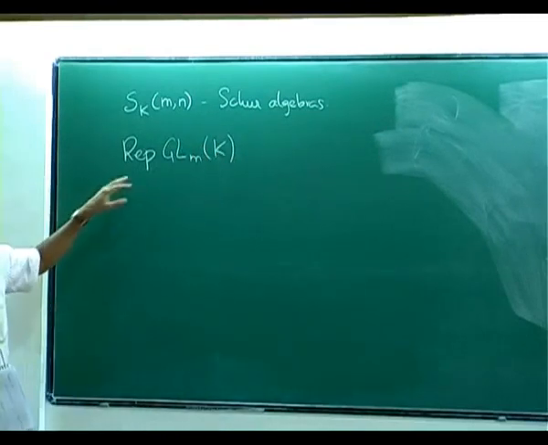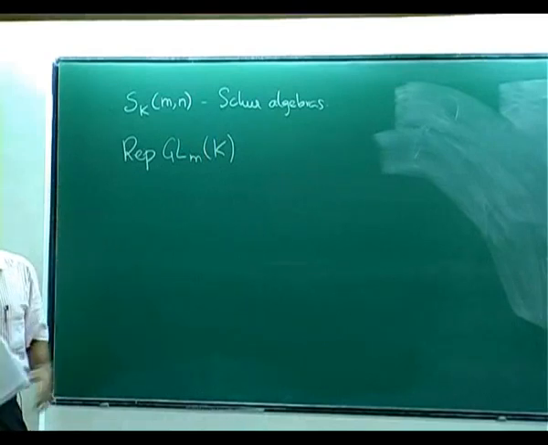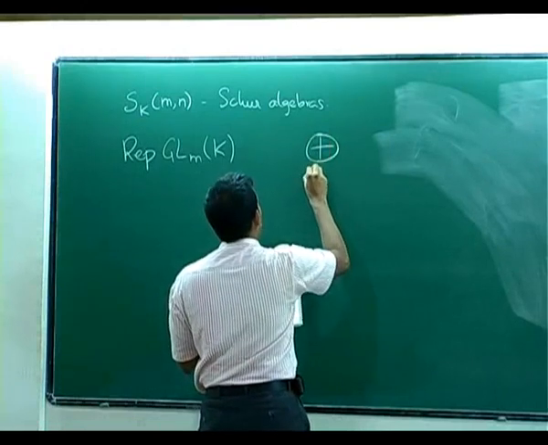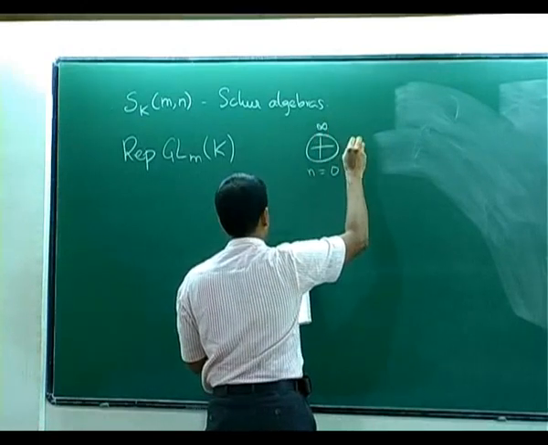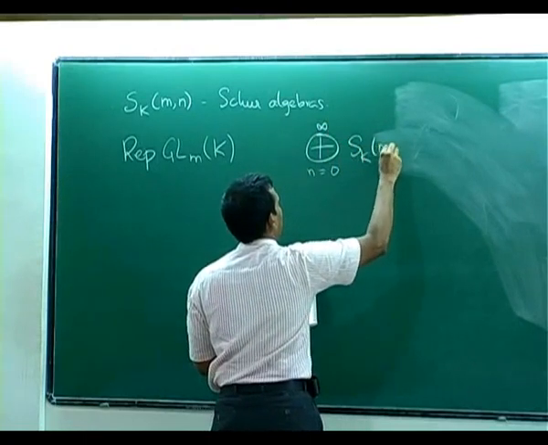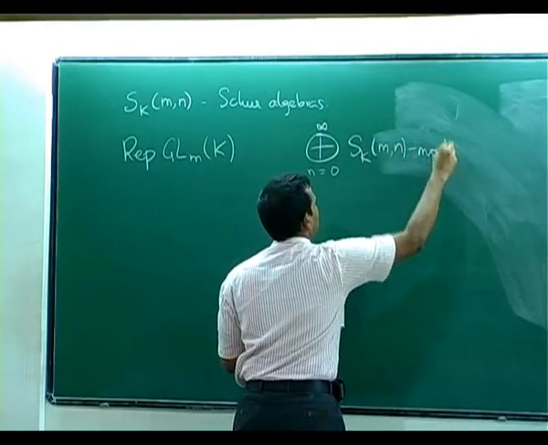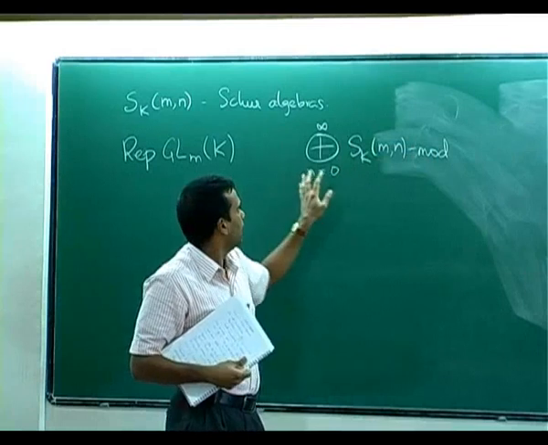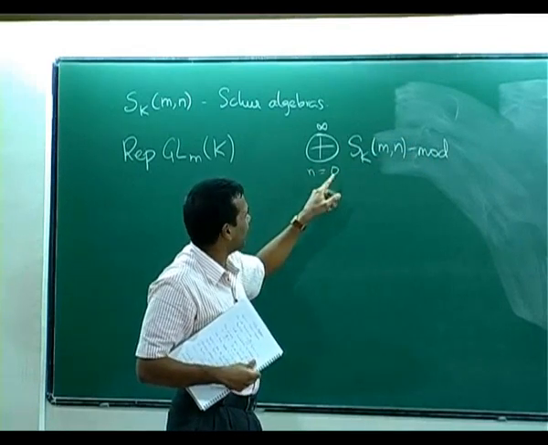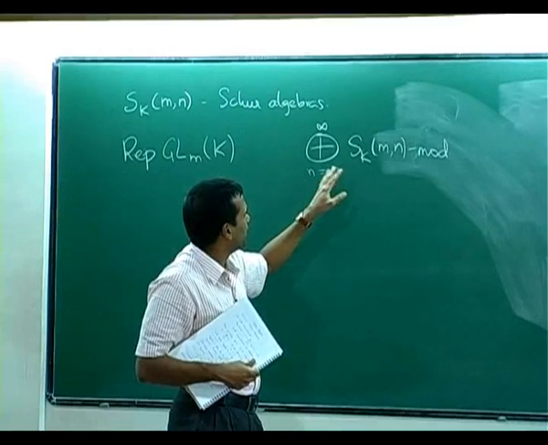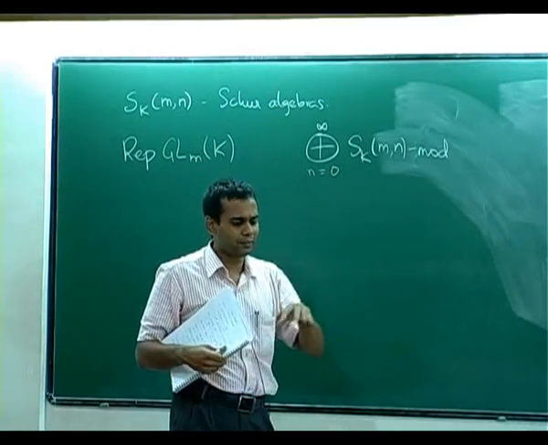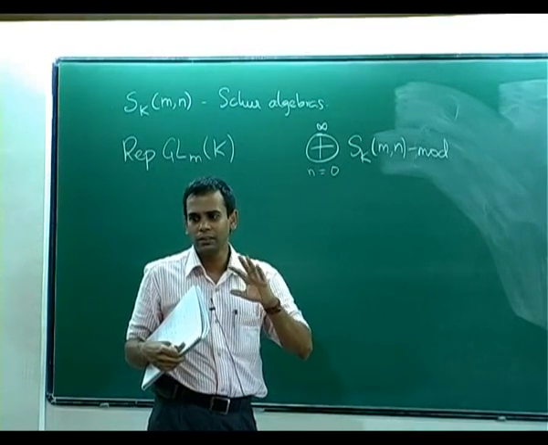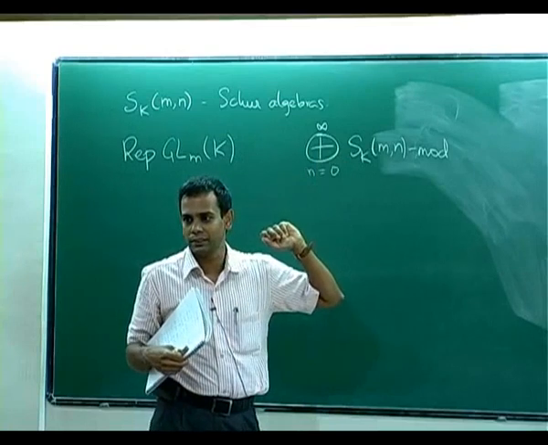Then, if you like, you can think of this as the category of polynomial representations of GLM. And then we will have the direct sum for n equals 0 to infinity of SK MN mod. You should think of this as the category of modules for the algebra SK MN. This direct sum just means that you take direct sums of such modules, but with the restriction that only finitely many of them can be non-zero, and no morphisms between those pieces.